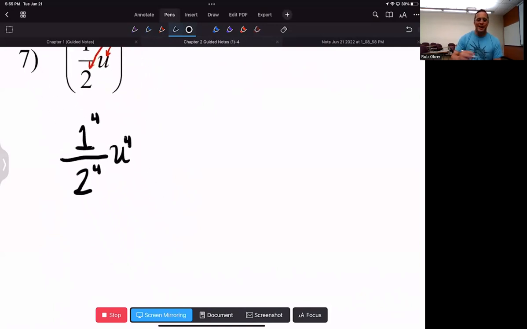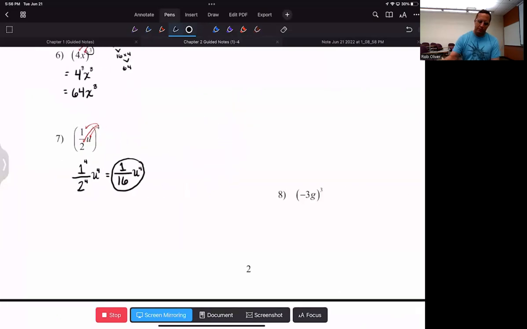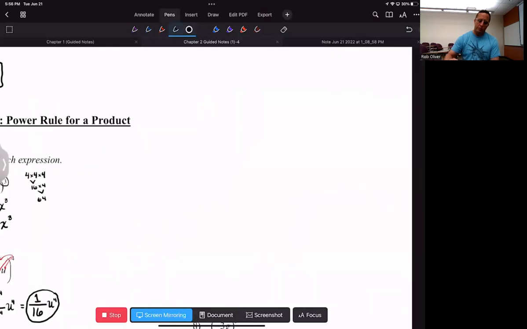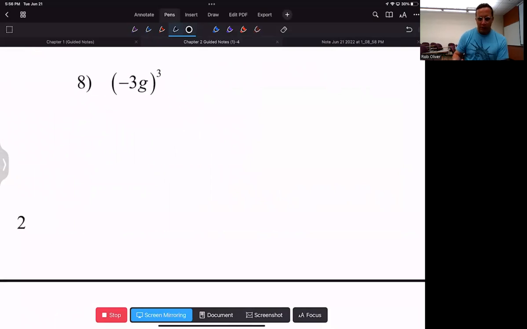And then let's clean that up. Now 1 to the 4th power is just 1. It's not 4. It's 1 times 1 times 1, which makes 1, not 4. 2 to the 4th power is 2 times 2 times 2 times 2, which is 16. And then the u, nothing really happens to it. We can just leave it as it is. So it's 1/16 u to the 4th.